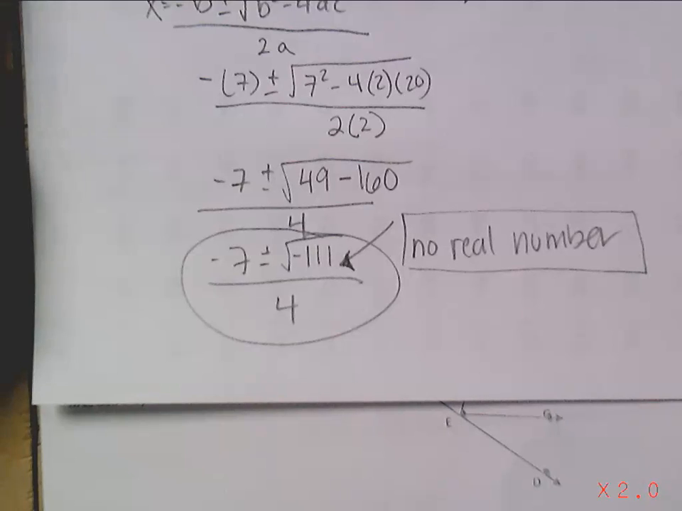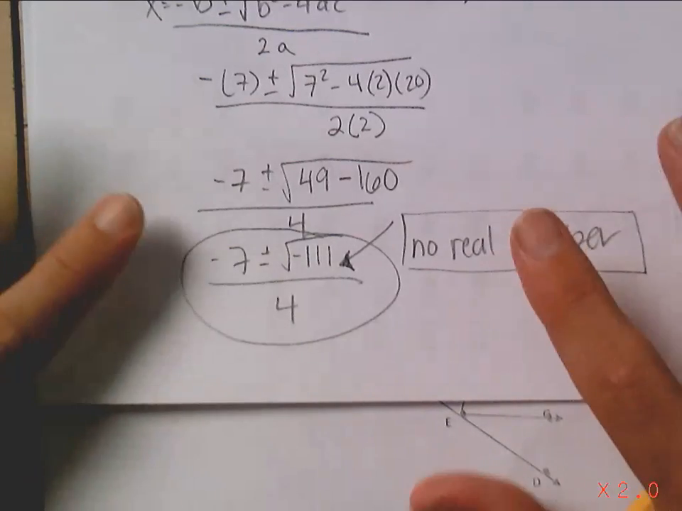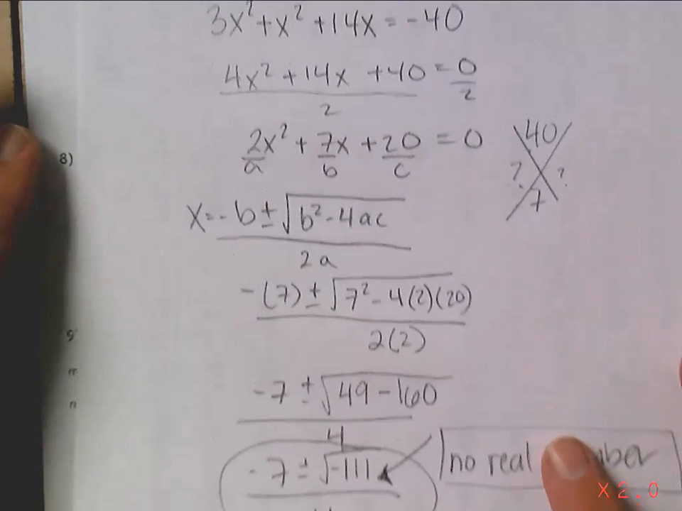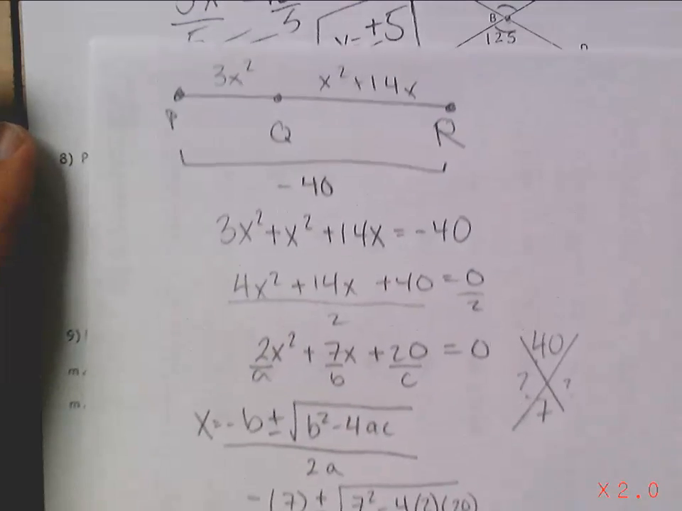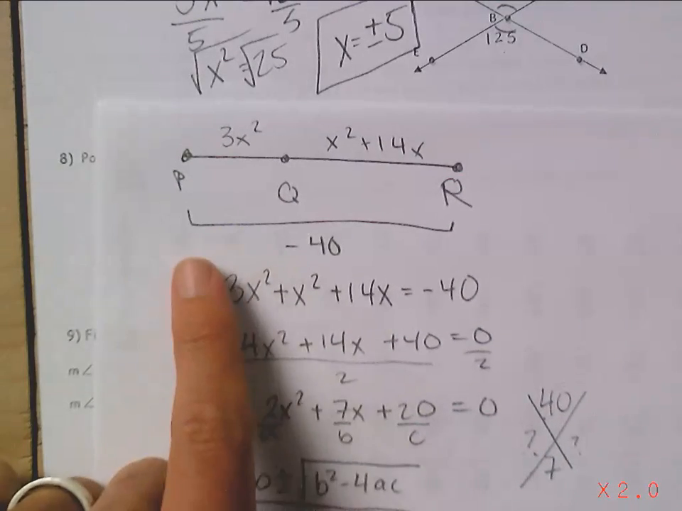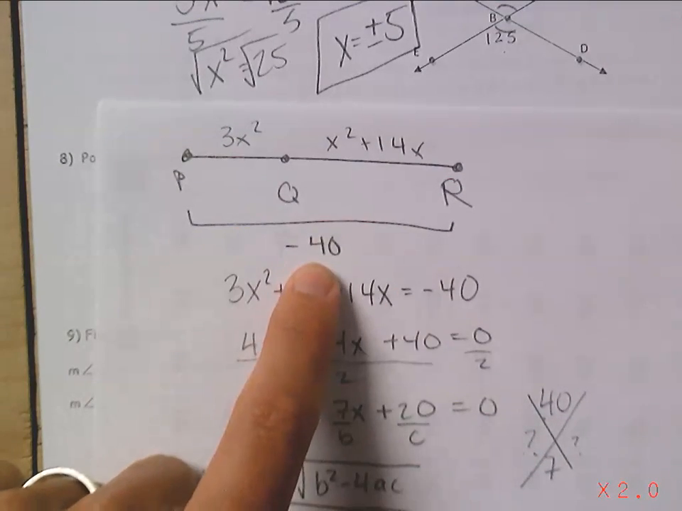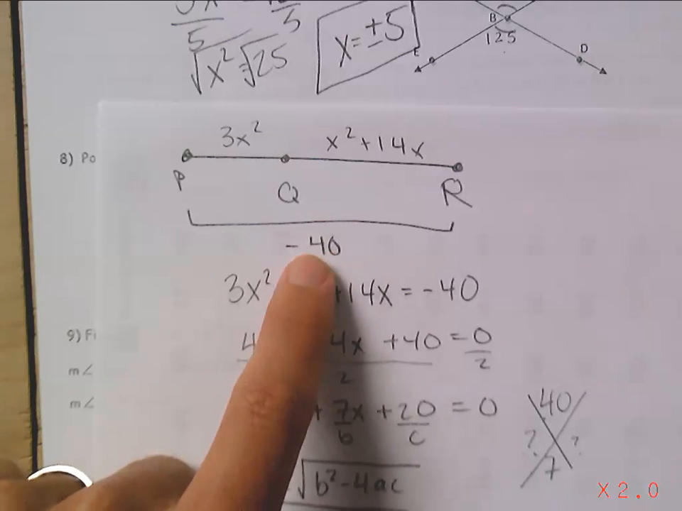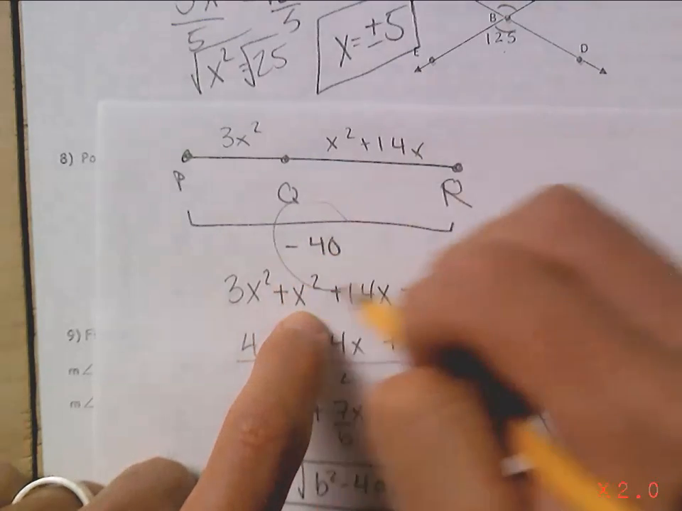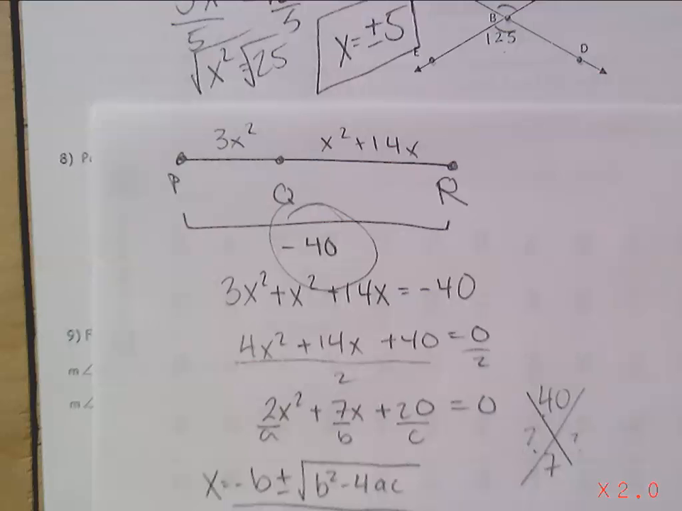So there we go, there's the quadratic formula. We have my a value, my b value, and my c value, so let's plug those in. Negative b is going to be negative 7 plus or minus the square root of 7 squared minus 4 times 2 times 20, all over 2 times 2.